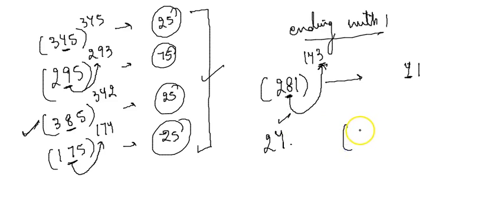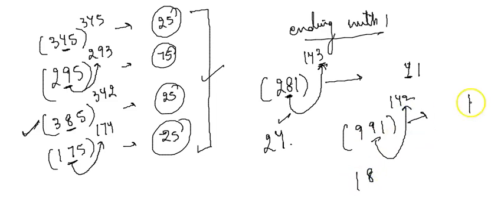Let us take one more example. 991 raised to the power 142. What will be your answer? The unit digit is 1. And then we have to multiply this 9 by 2, it would be 18, that means 81 would be your required answer.